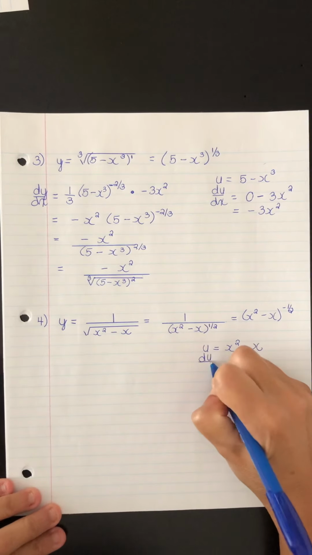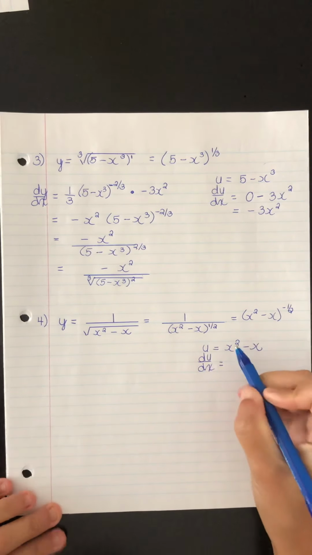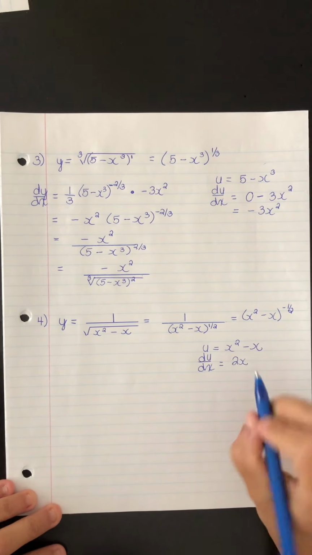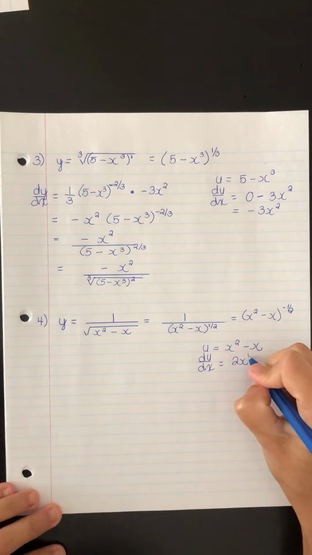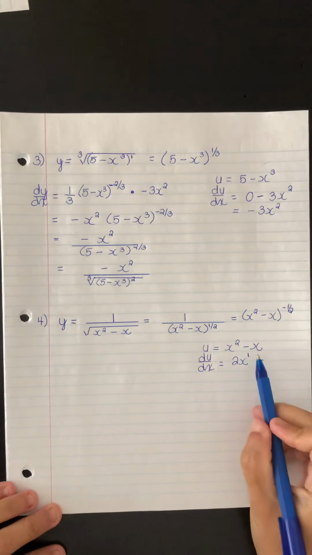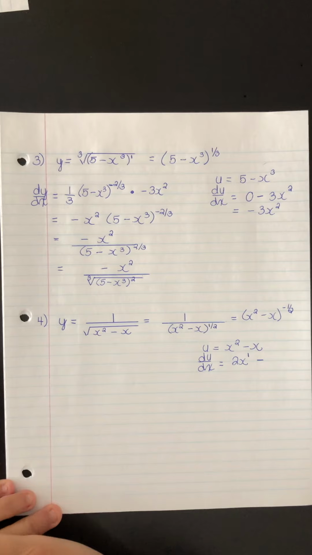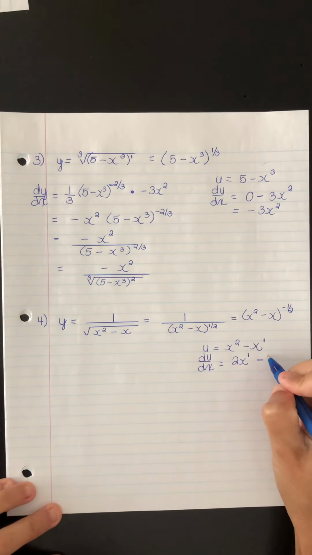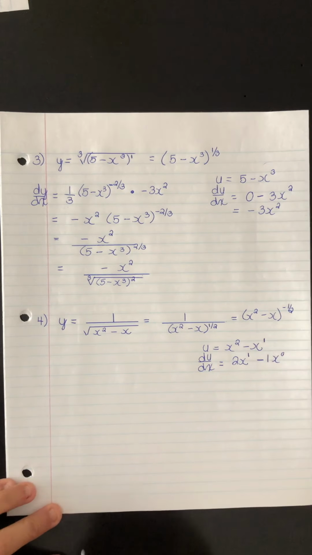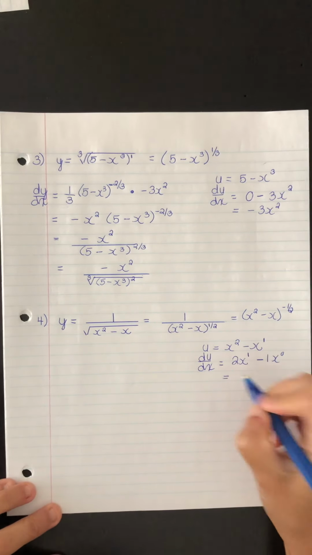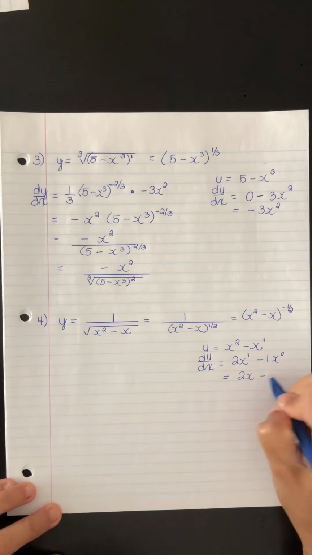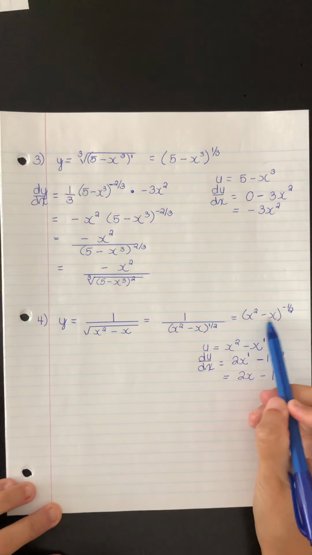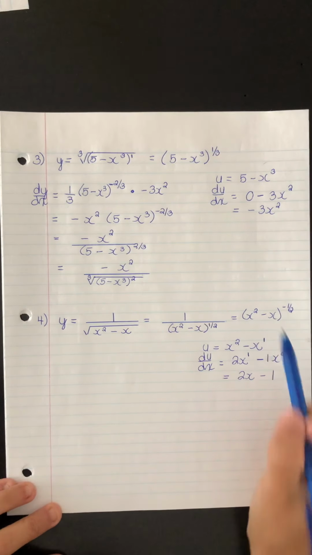Okay, so u is x² minus x. What is its derivative? The derivative of x² is 2x. All right, it would be 2x to the 1 minus, what is the derivative of x? The derivative of x is 1. If you still need to do this, you go 1x to the 0, okay? So we end up with 2x minus 1. 2x minus 1 is the derivative of x² minus x. It's the derivative of the inside of the bracket.